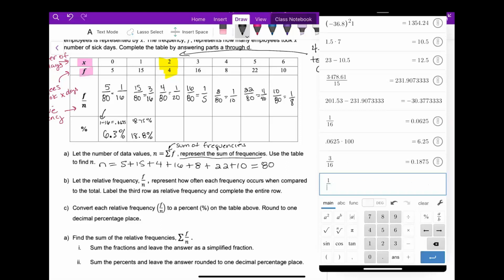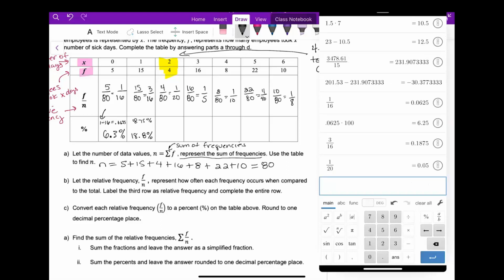1 divided by 20. This is exactly 5%. Now, don't confuse your rounding to 1 decimal place. Here, I don't change this to 0.1. Okay, I need to convert to percentage first, then round. So let's write that down here where it says round to 1 decimal percentage place. Convert to percent first, then round. That's what that means. Do not do it before. I'll keep reminding you of that.